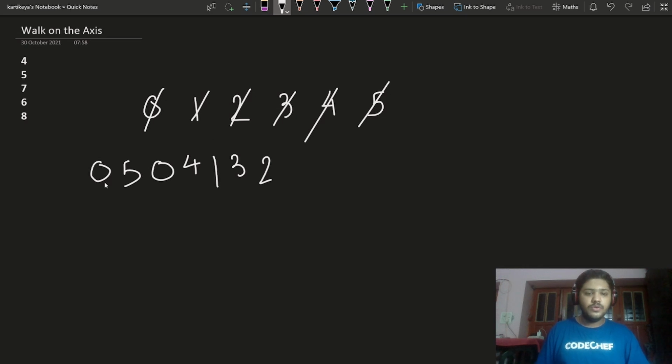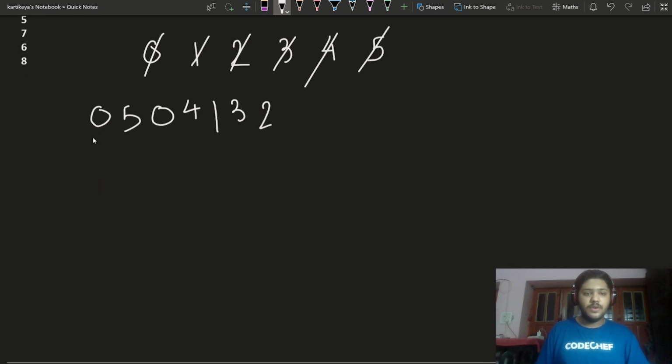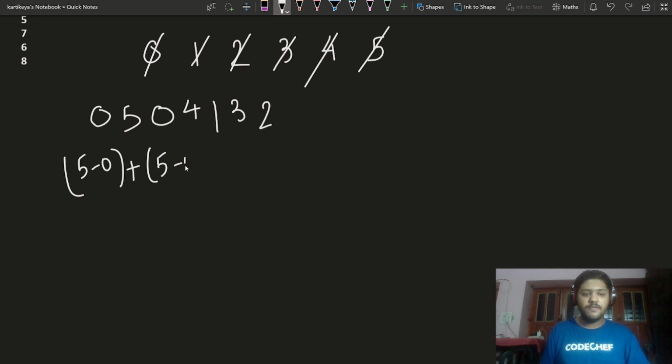By this sequence, we can calculate the distance that we moved. So let us calculate the distance. We moved from 0 to 5, so the distance would be absolute of 5 minus 0. Since 5 is greater than 0, it would be 5 minus 0. Now we moved from 5 to 0, so it would again be 5 minus 0. Then we moved from 0 to 4, so it would be 4 minus 0.